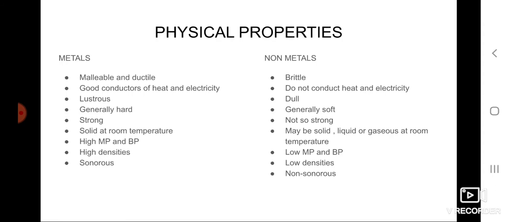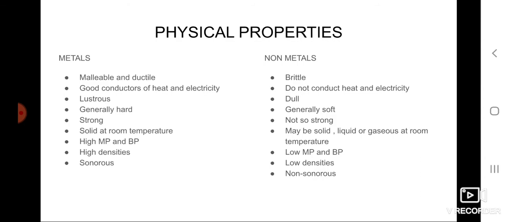Then metals are sonorous, that is, metals make sound when hit with an object. It is due to the property of sonorousness or sonority that metals are used for making bells and strings of musical instruments like sitar and violin. Metals usually have a silver or grey color, except copper and gold. Copper has reddish brown color, whereas gold has a yellow color. So this is a list of properties of metals.